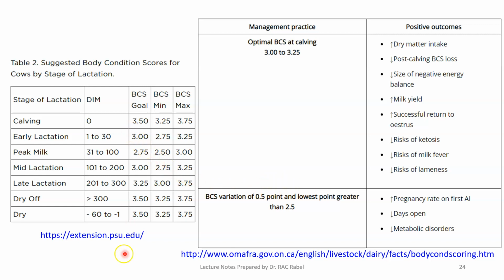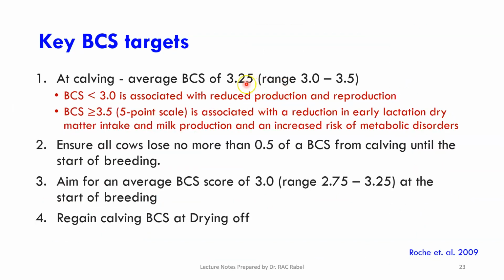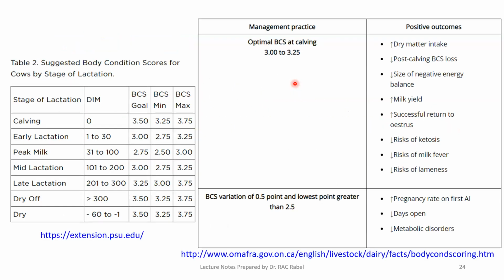So the US Purdue University recommendations are average 3.5, minimum 3.25, to 3.75 maximum. But the Australian recommendation is average 3.25, with a range of 3 to 3.5, so here it is 0.25 higher. But you need to have a generally good idea of this.